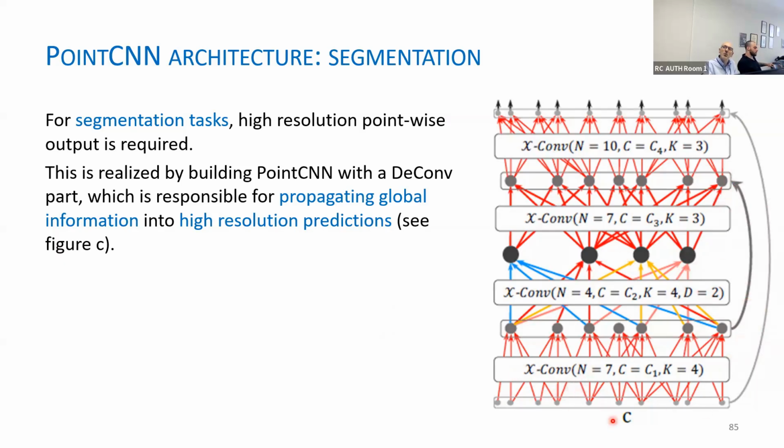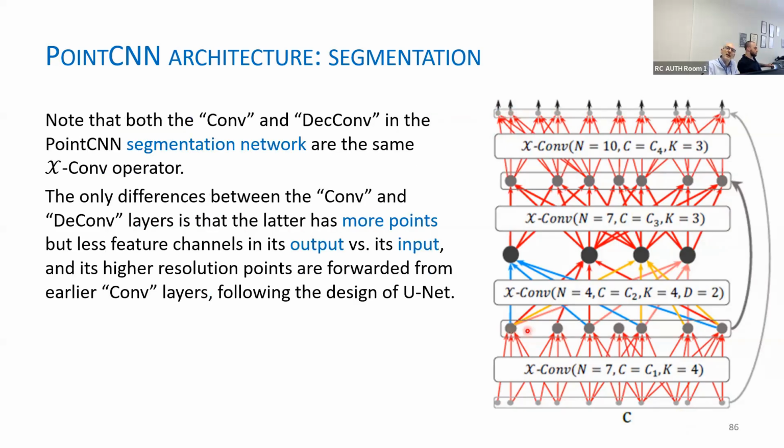So you see that here we have an encoding in this intermediate representative point. And then again, you can enlarge the set of points with the deconvolution part, the decoder part. And so at the end, you obtain the same number of input points, but with associated labels for the classification, sorry, for the segmentation task. And so, as I mentioned to you, the design resembles the UNet design.